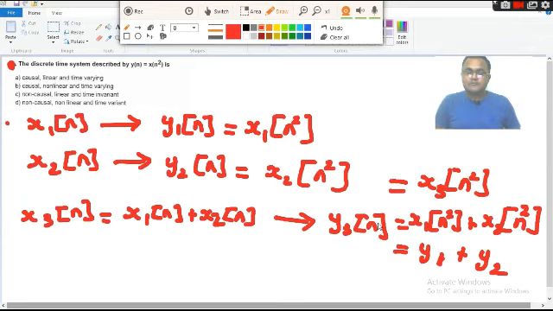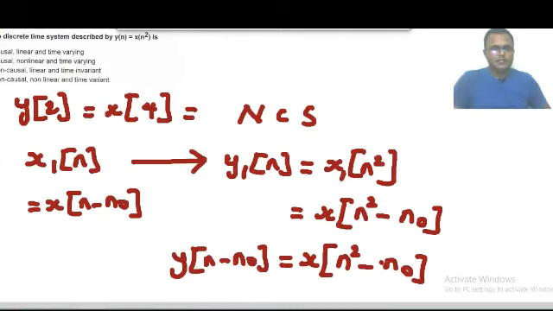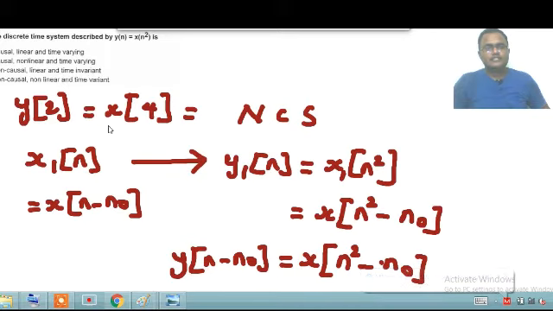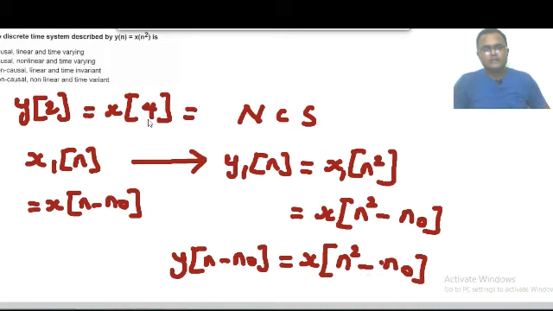Now we will check whether the system is a causal system or a non-causal system. I am taking the instant t equal to 2 seconds. The output at t equal to 2 seconds is x of 2 square, which means 4. So at t equal to 2 seconds, the output depends upon the input at 4 seconds. Means the present output is depending upon the future input. Therefore this system is called a non-causal system.